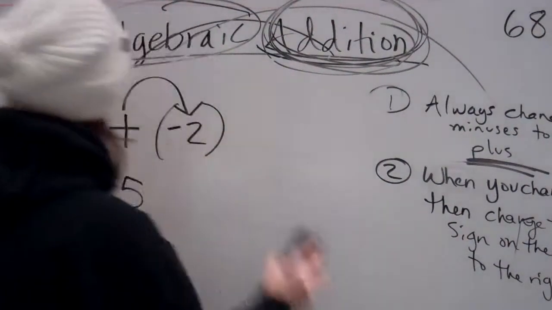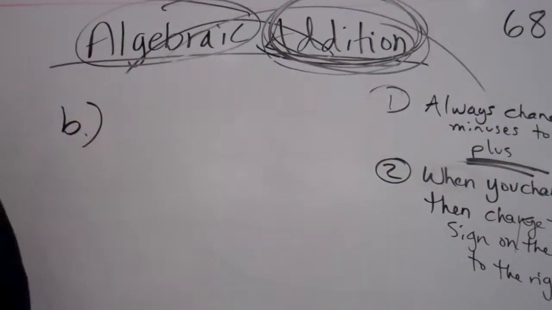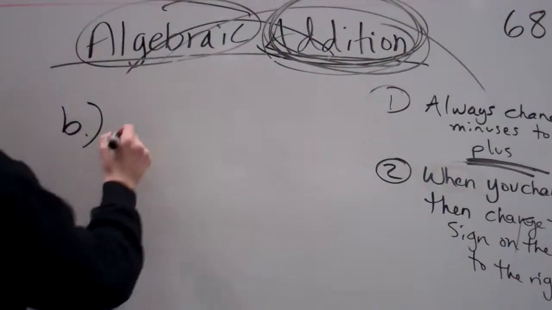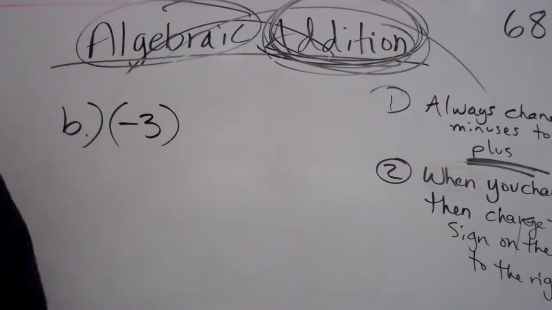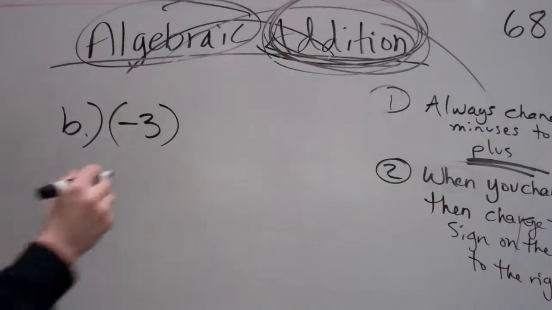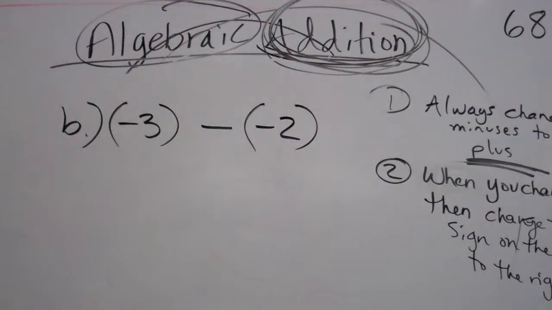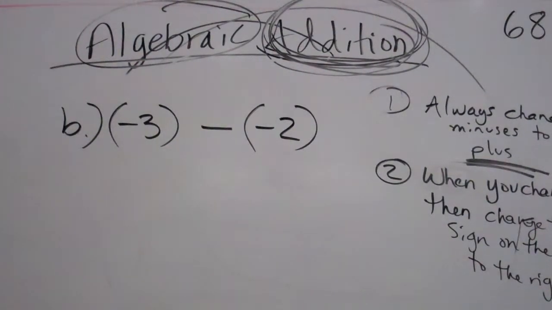I want y'all to do this one on your paper by yourself. Okay, and this one's B on your lesson practice. -3, in parentheses, minus a -2. Okay, do that one on your own, on your paper. And then we'll do it together.